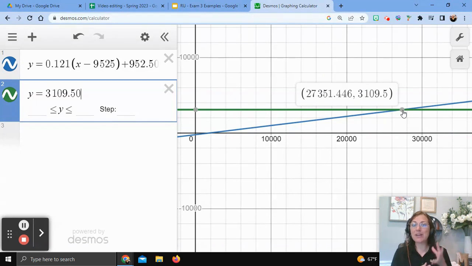So my answer to part E is $27,351.45. Notice that I didn't have to do any solving. I can use the calculator to actually tell me the answer. So I hope you find this strategy helpful. With these types of problems, be careful with the words. There were a lot of words here that I think can cause you to get stumbled, but really pay attention to the words so that you won't miss those. All right. Bye for now.